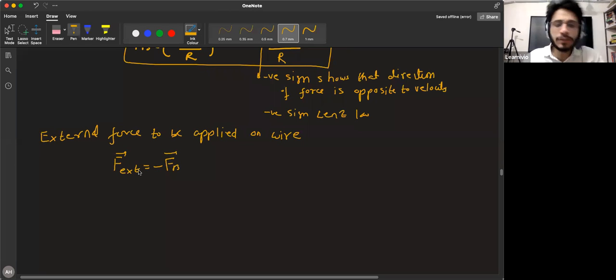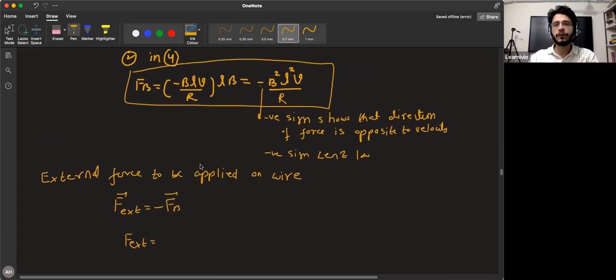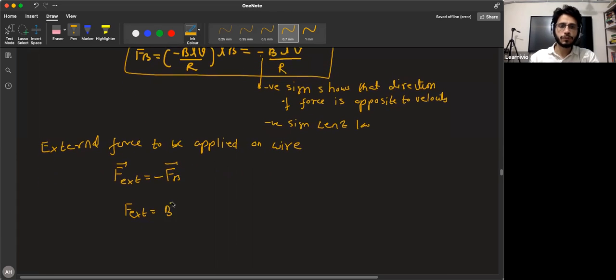This minus sign means these two forces are acting in opposite directions. But the equality shows that they have the same magnitude. So you can say that the external force will be equal to the magnetic force. Magnetic force is B squared. So this is the external force acting on the wire.